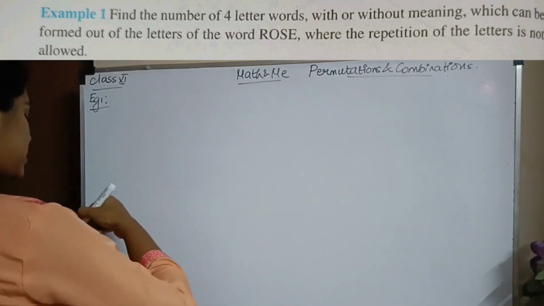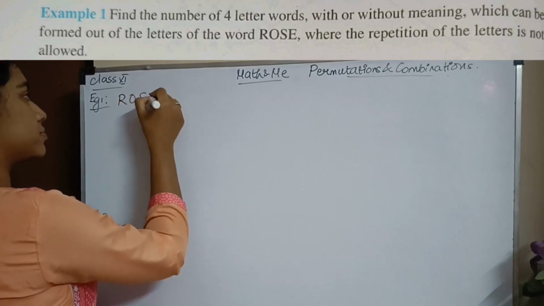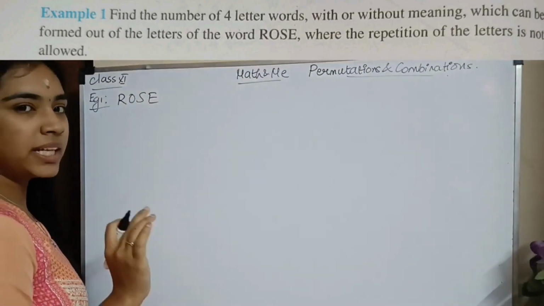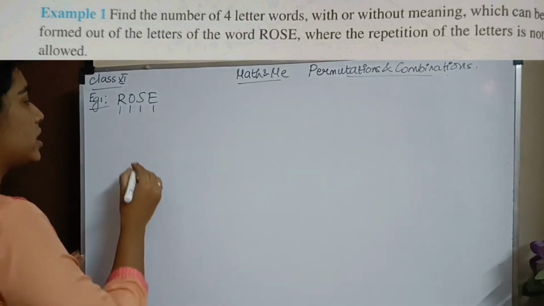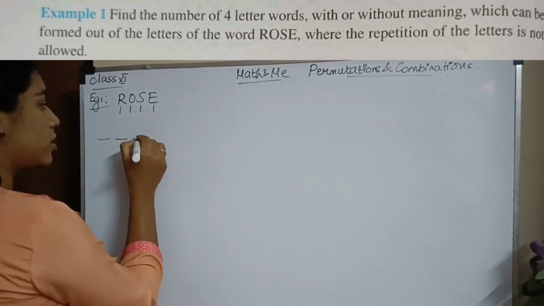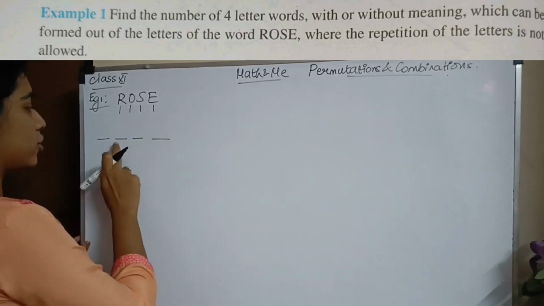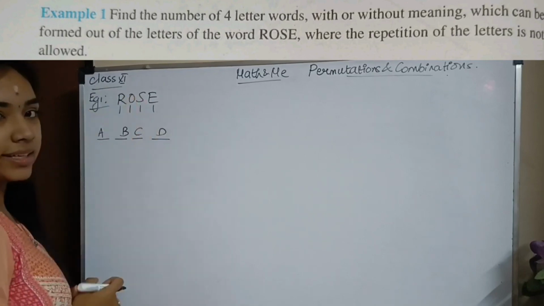So what is the word that you have? Rose. So rose, how many letters do you have? 1, 2, 3, 4. 4 letters. Okay. So from this, what letter words can you form? They are asking for a 4-letter word. That means there are 4 places. Let me name them as A, B, C and D.